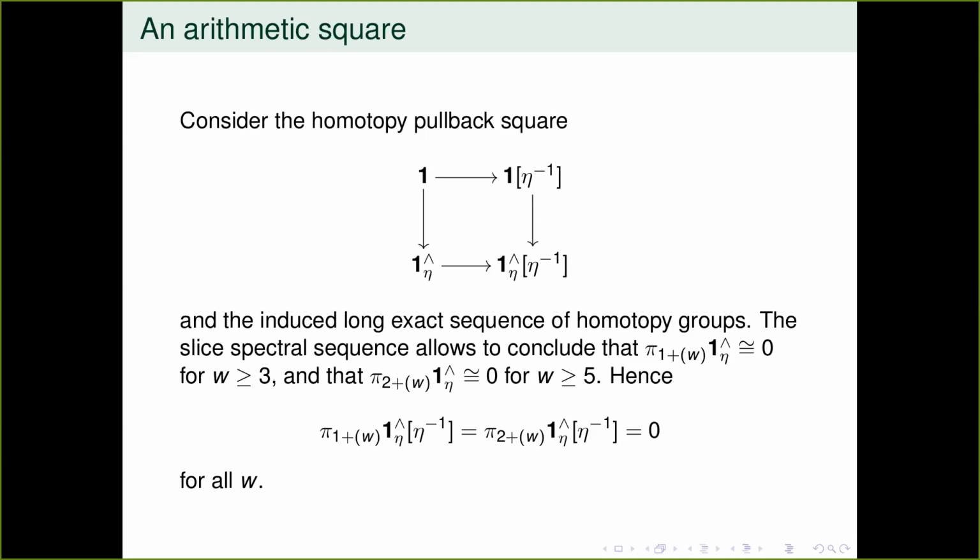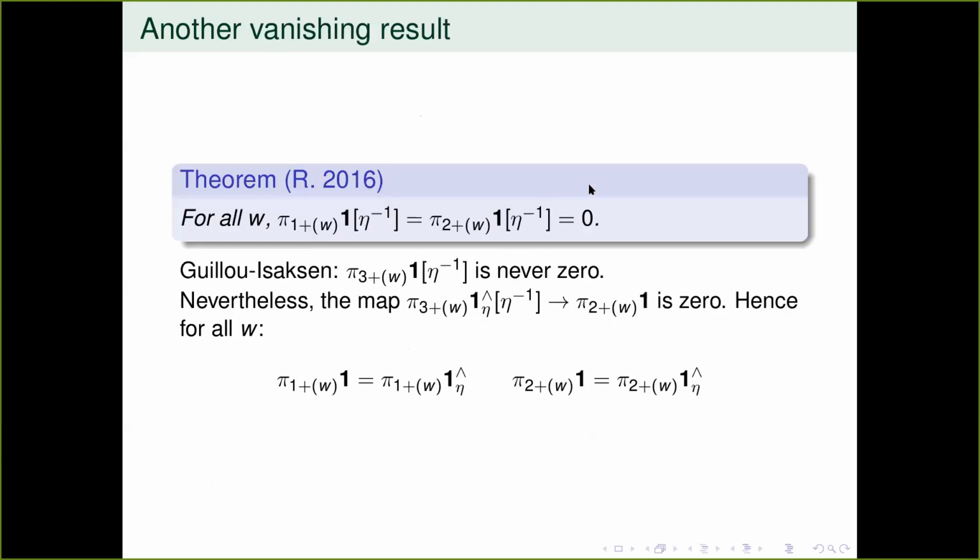And it would now be great if a similar vanishing statement was also true for the eta inverted sphere. And this is something that I proved by comparison with Witt theory and a Witt theory based slice spectral sequence. I do not want to go into the details of the proof here, but it's a similar vanishing statement. So the characteristic not being 2, then pi 1 and pi 2 of the eta inverted sphere are 0.